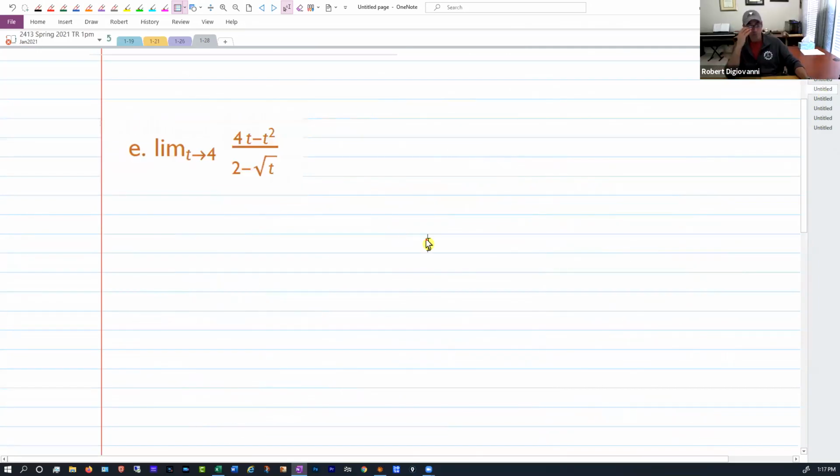All right, let's take a look at this one. So notice that we're using a different variable, t instead of x. No big deal. We're going to let t go to 4 and see what happens. First thing we do is direct substitution, right? So I replace all the t's with 4. Check for yourself, you do get 0/0. That's bad. Algebra time.